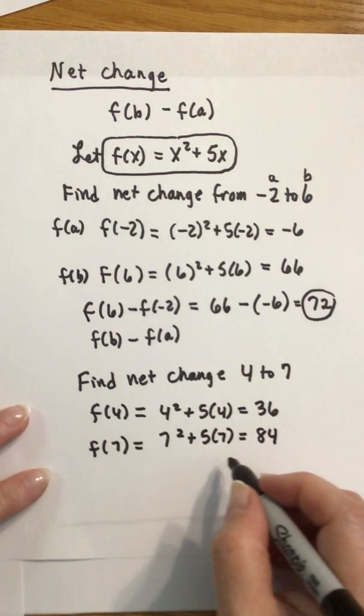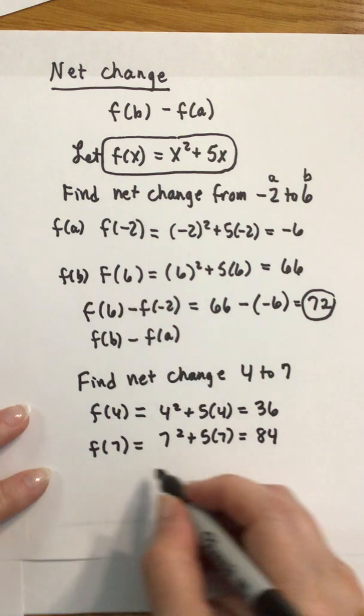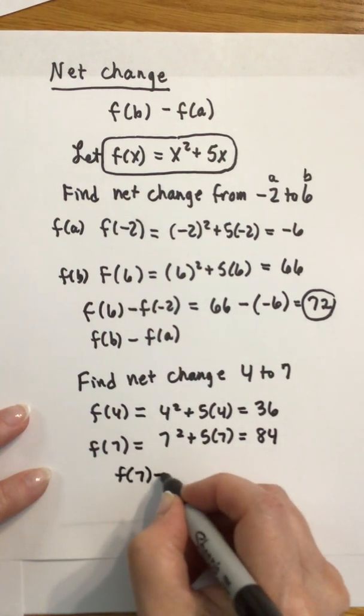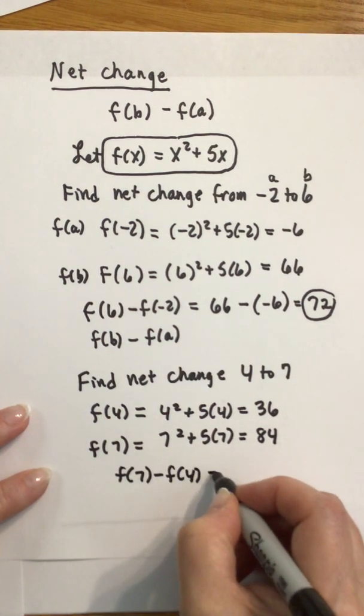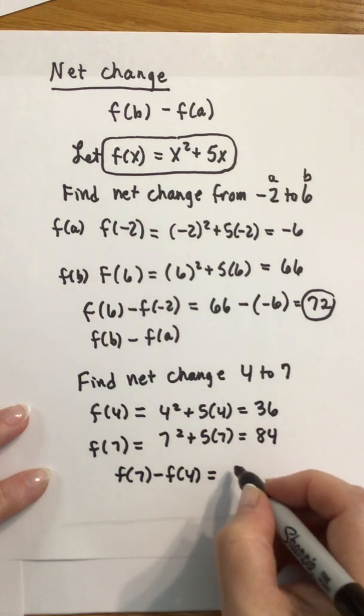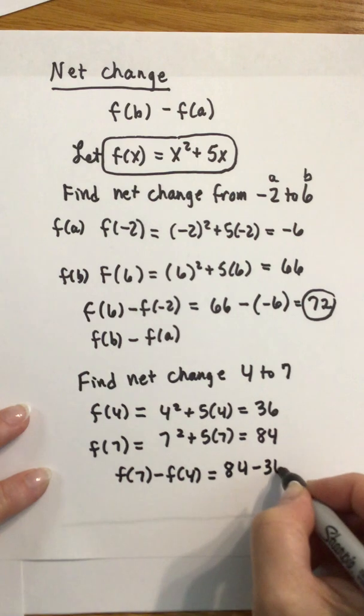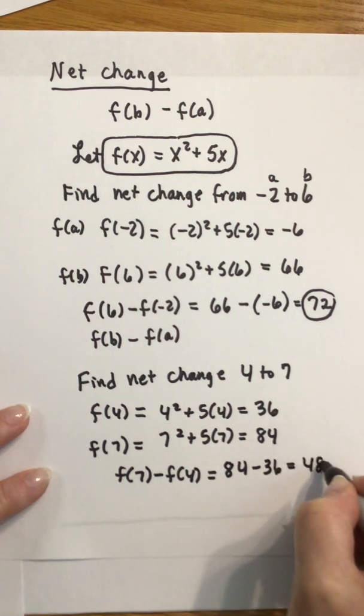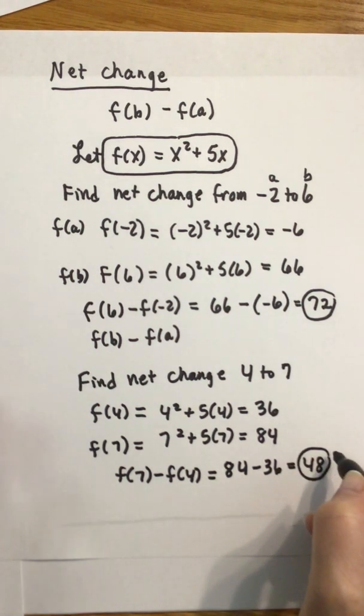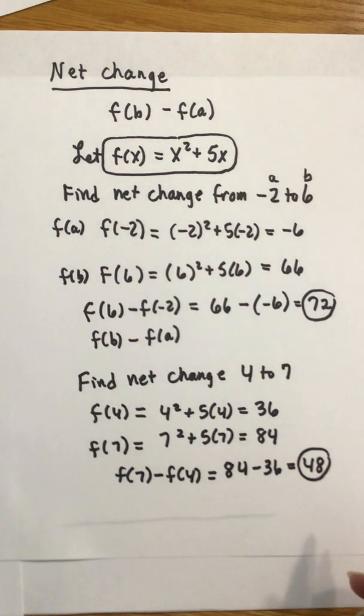So f of 7 minus f of 4 to get the net change is going to give me what? 84 minus 36, which is 48. Okay, give everybody a chance to get up to this point first.